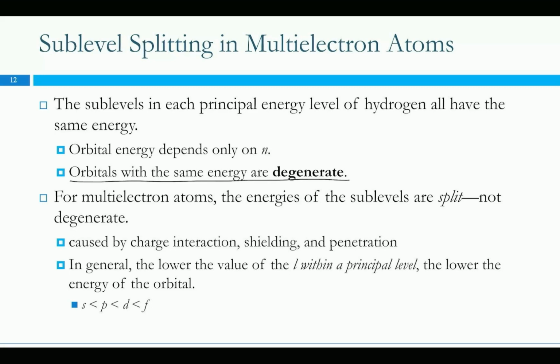So the sublevels are different energy levels. If we look at an S versus a P versus a D, they will have different energy levels. The orbitals within those are all, at this point, degenerate, meaning that they're all going to be the same energy level.